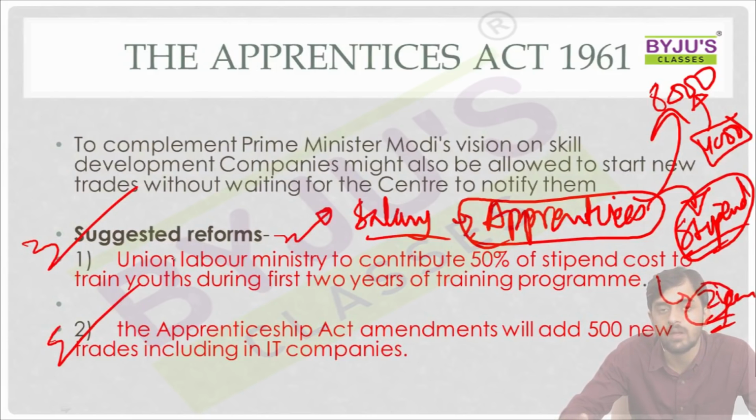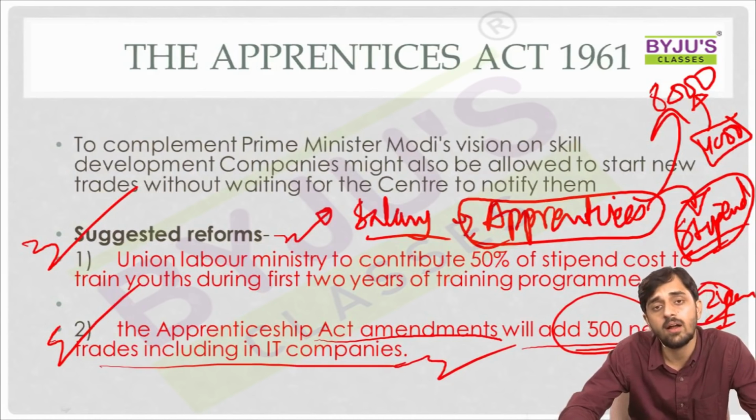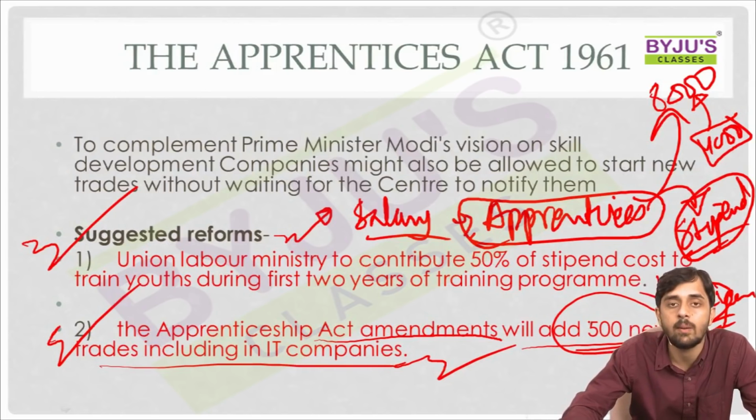economic activities and industries to actually hire apprentices. To that extent, hiring of apprentices is to be allowed not just in the manufacturing sector but also in the services sector. The suggested amendment aims to add 500 new trades and 500 new kinds of economic activities in which it would be legal to hire apprentices.